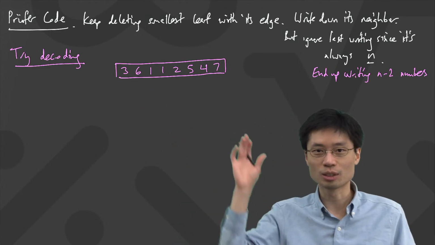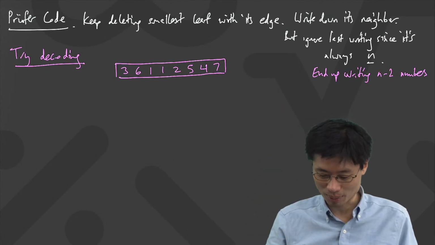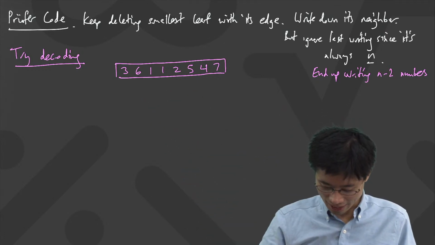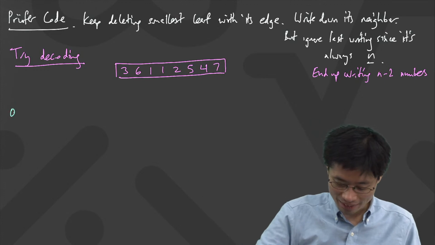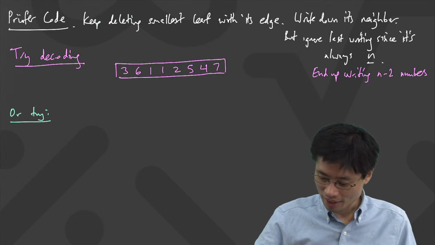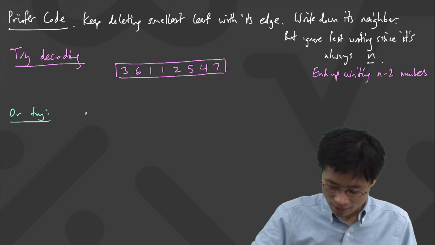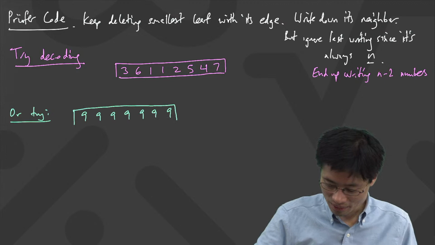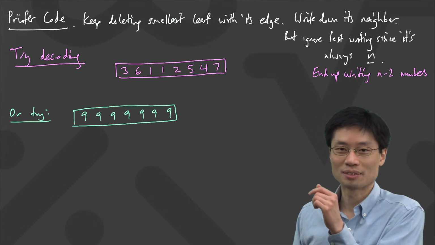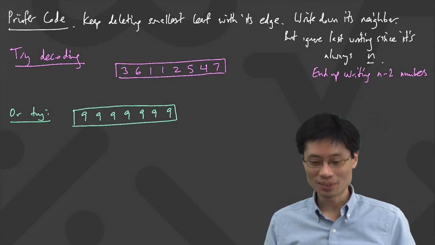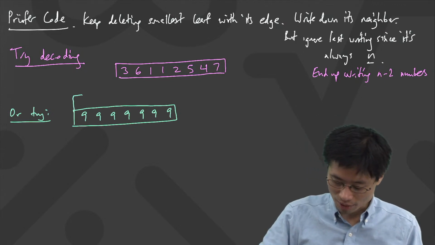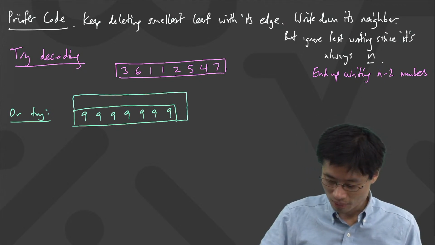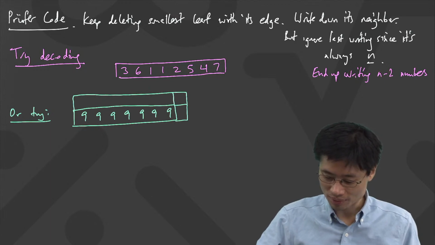That's possible. Actually, before we try decoding this, I want to try decoding a simpler one. So let's pause on that one first, and let's try another one. What if we have 9, 9, 9, 9, 9, 9, 9, 7 nines? Let's do that one first. How do I decode that, in the sense of what did that come from? What tree corresponds to this Prüfer code?